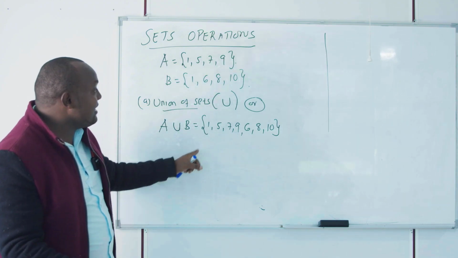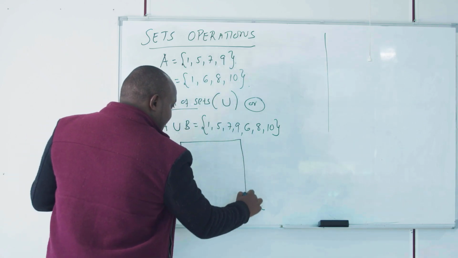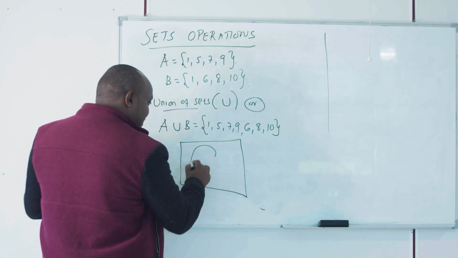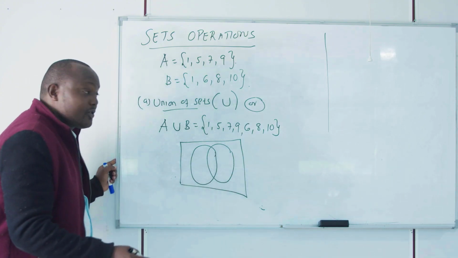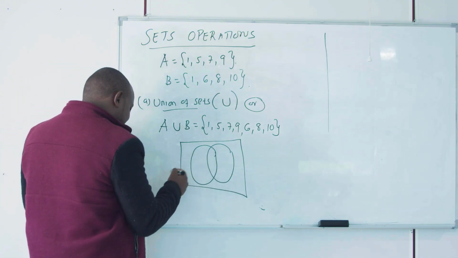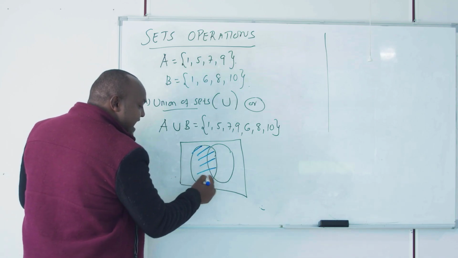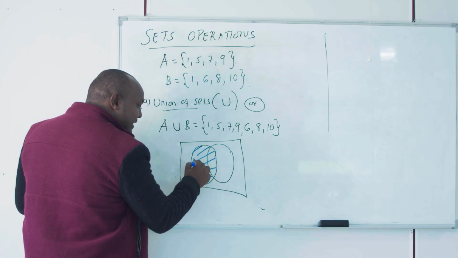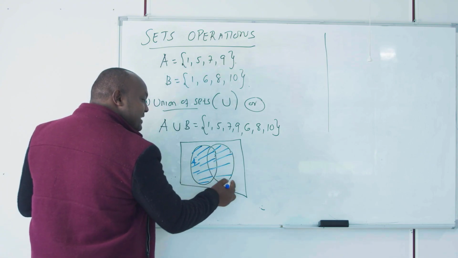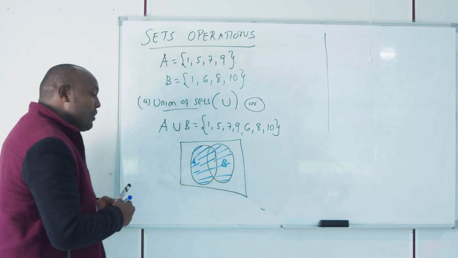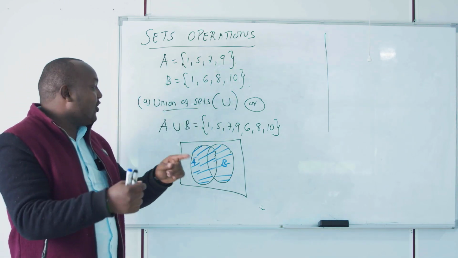Again, if you use the Venn diagram that we were showing, if you have A and you have B, don't mind my drawing, there are those elements that are in A, this is my A, and all those elements that are in B. So if you want to show that, this is A union B, all elements in A or in B.